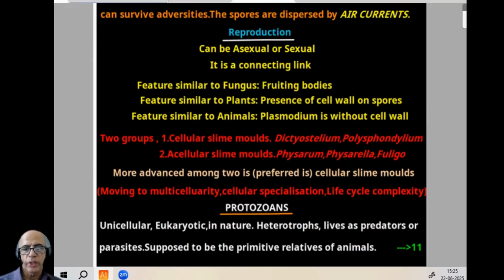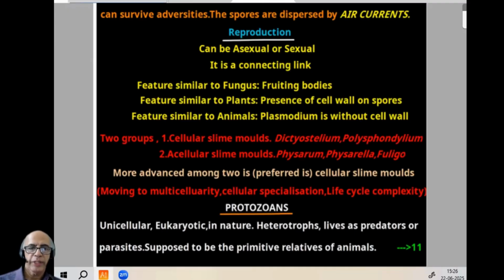Two groups will be there, cellular slime mold and acellular slime mold. For cellular slime mold, examples are Dictyostelium, Polysphondylium. Acellular slime molds: Physarum, Physarella, Fuligo. Now, among these two, the comparatively more advanced, normally preferred, is cellular slime mold. Why? Moving toward multicellular nature, cellular specialization, life cycle complexity.